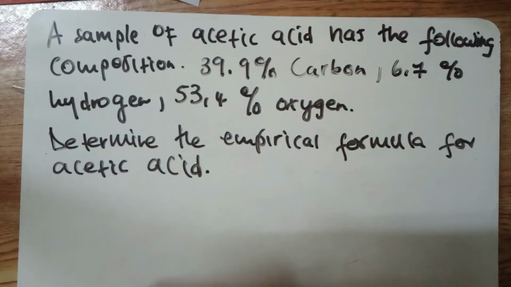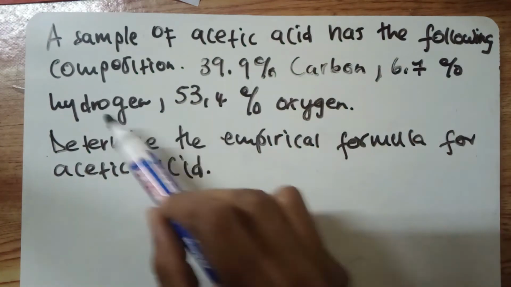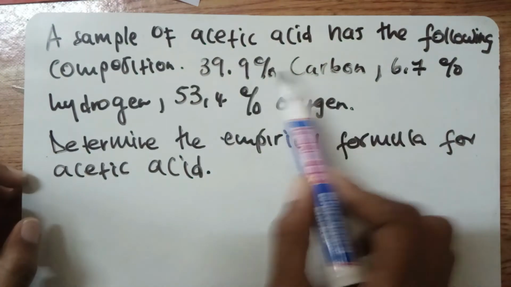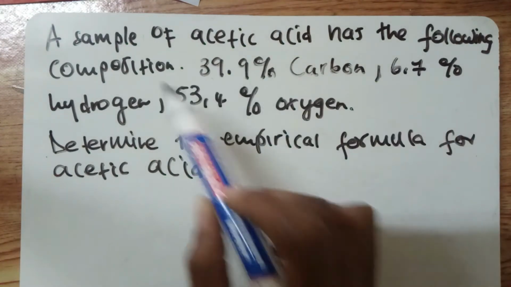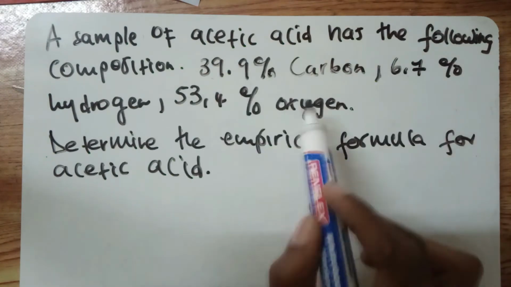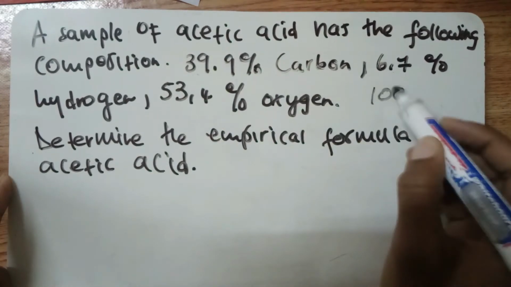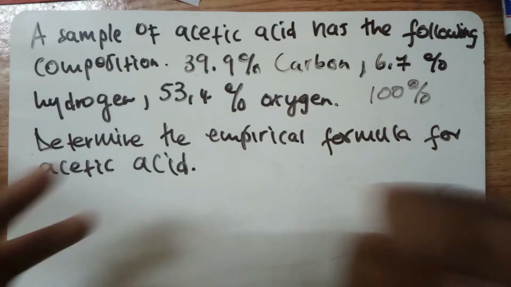It says to us that a sample of acetic acid has the following composition. 39.9% of that is carbon, 6.7% of that sample is hydrogen, and 53.4% of that is oxygen. So when dealing with percentage composition, always make sure that all of these percentages for the individual elements in the sample actually add up to 100%. So we'd have 39.9 plus 6.7 plus 53.4, which will give us 100%. So what does this imply?